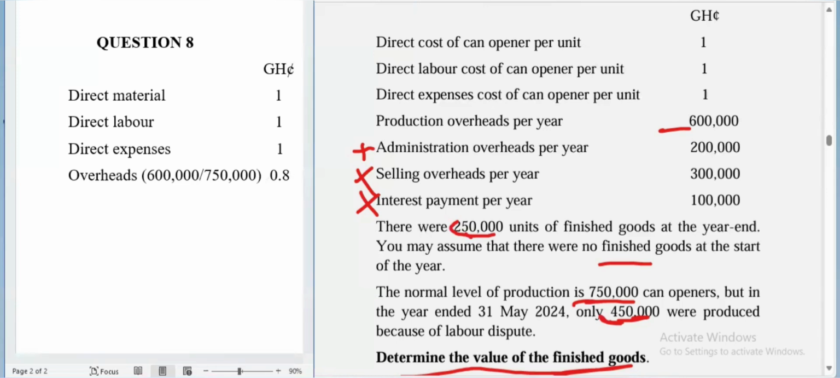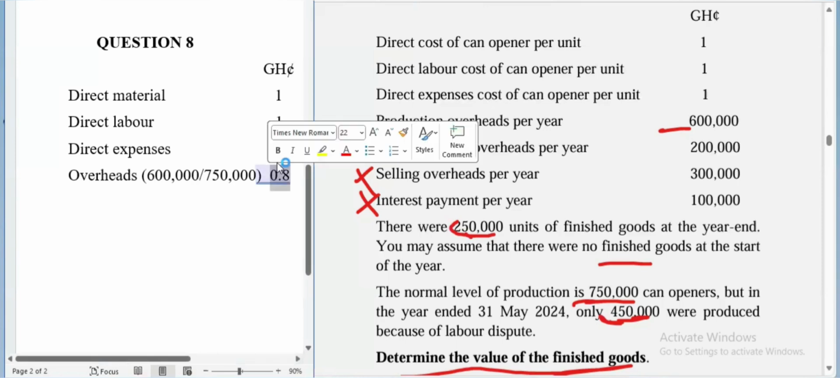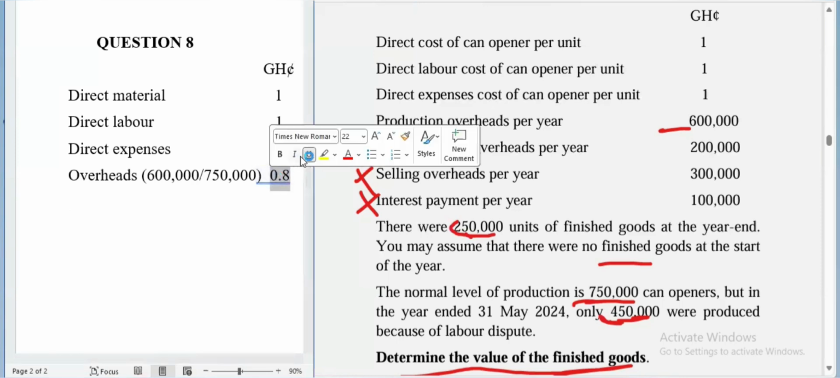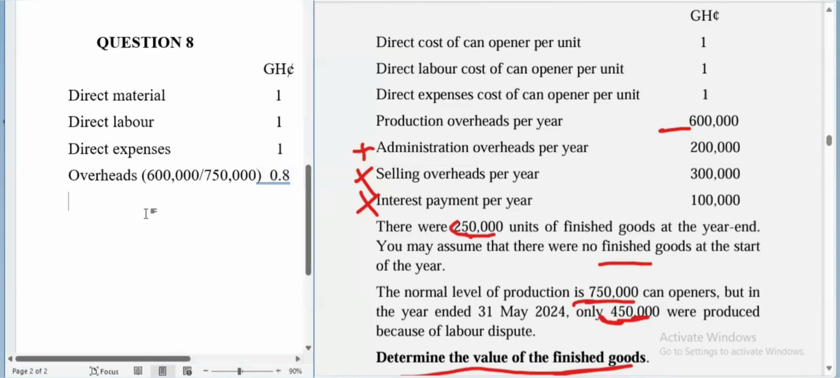Now let's look at the next part, where we divide this by this. If you divide 600,000 by 750, you should get 0.8. So all these ones are per unit. Let's underline here. And then what do we get as the total value? We are going to get 3 cedis 80 pesewas, 3.80.